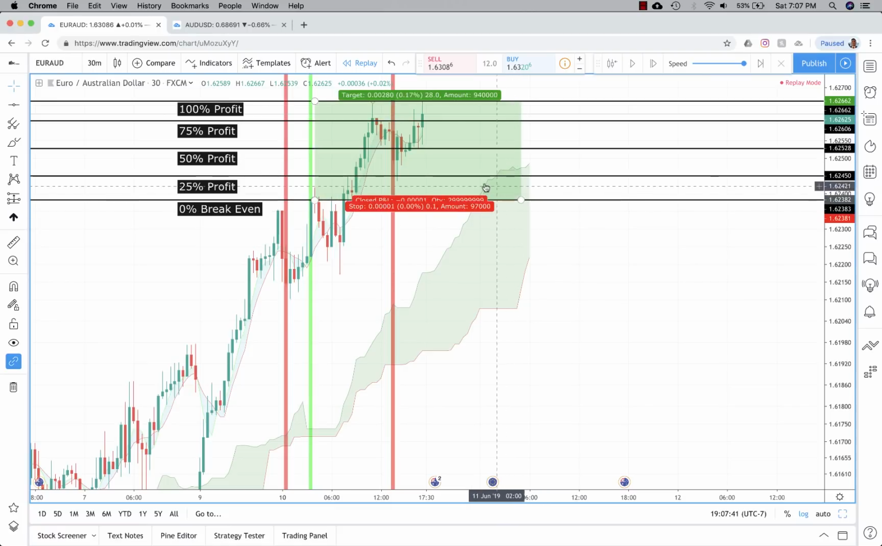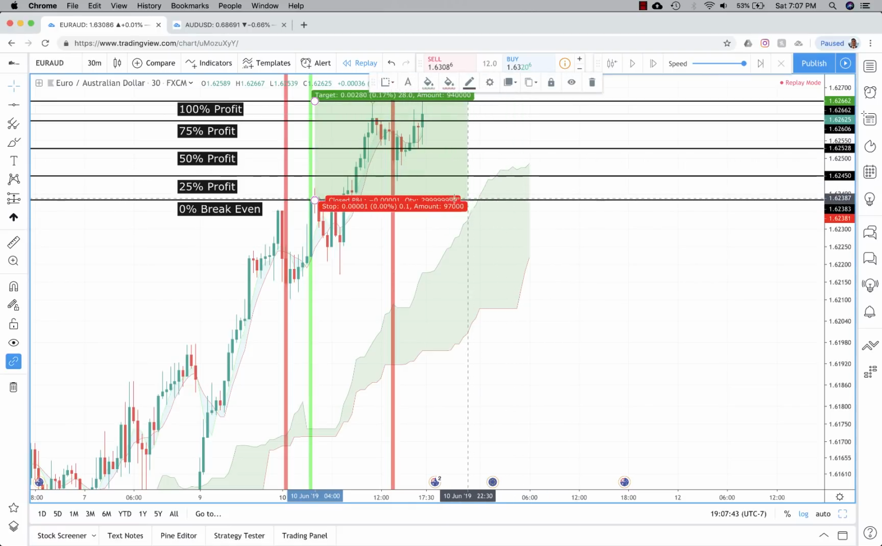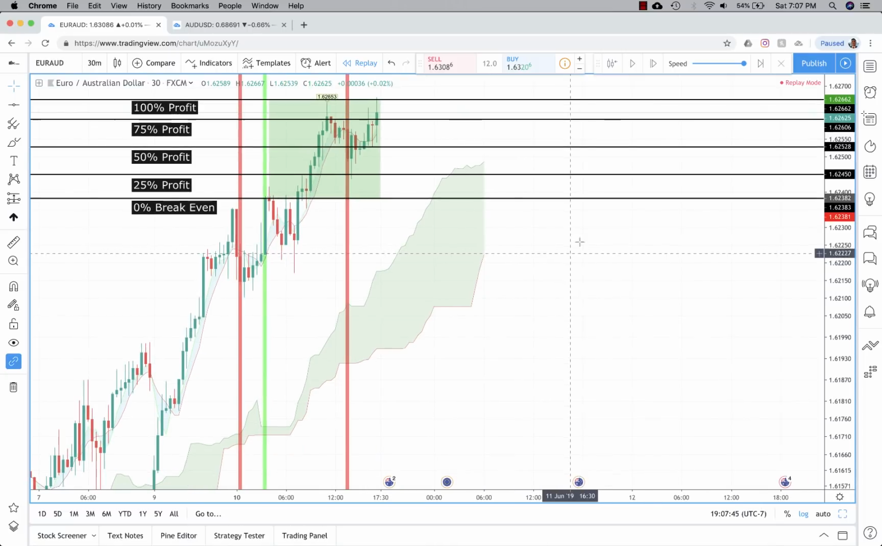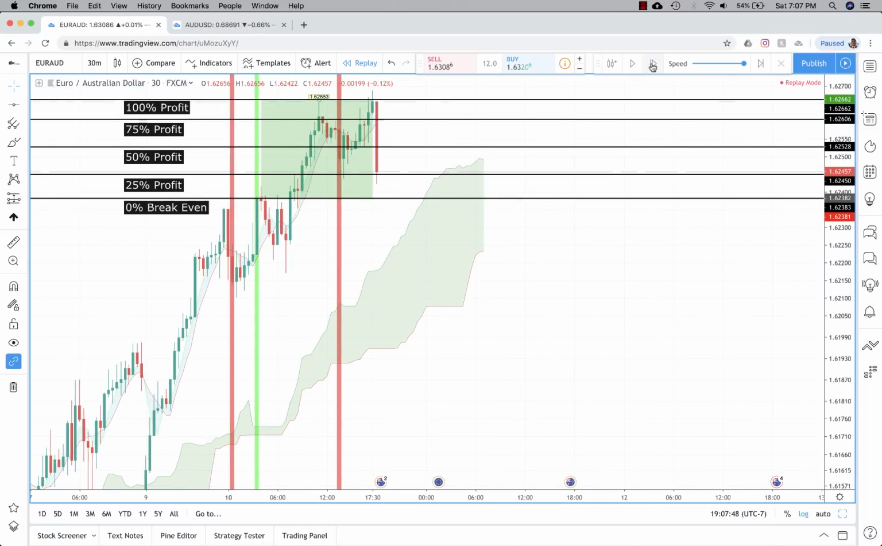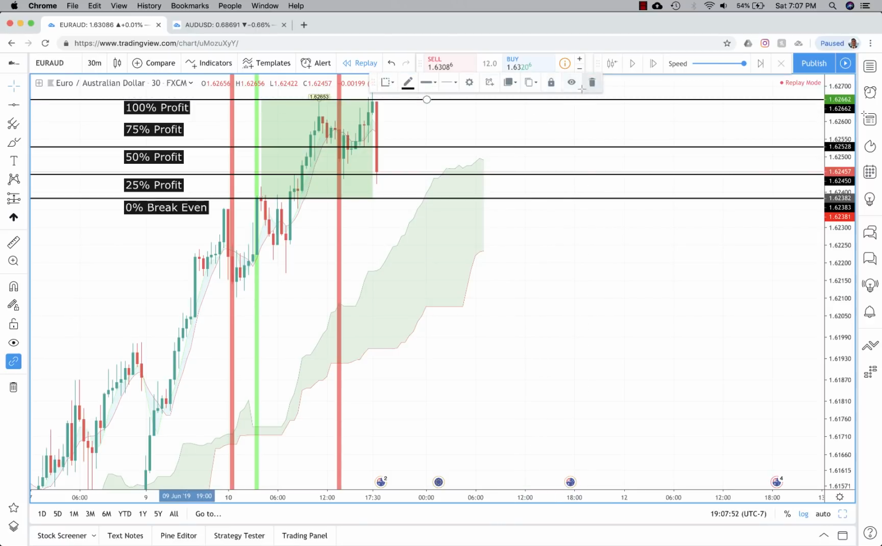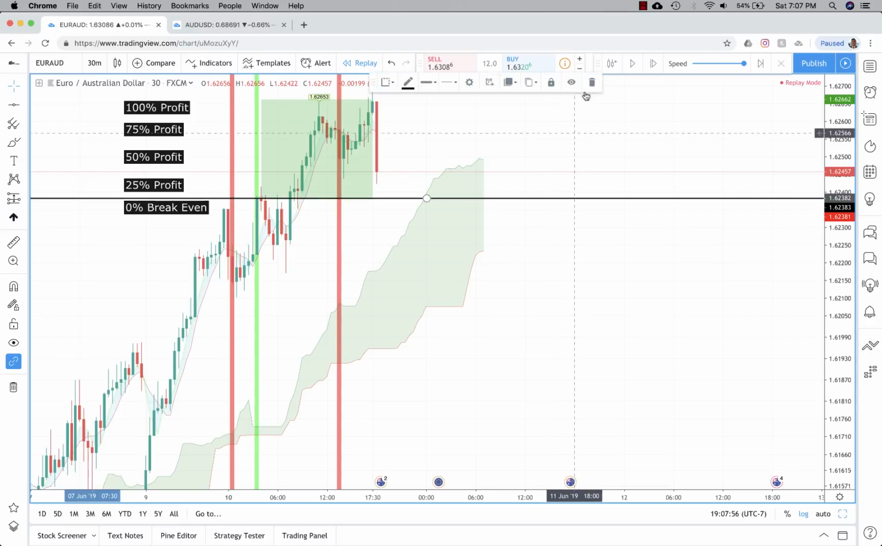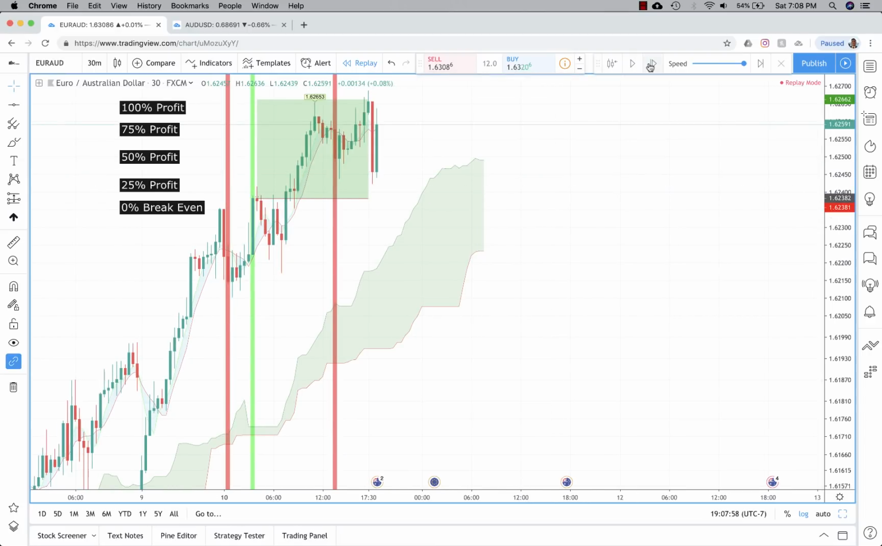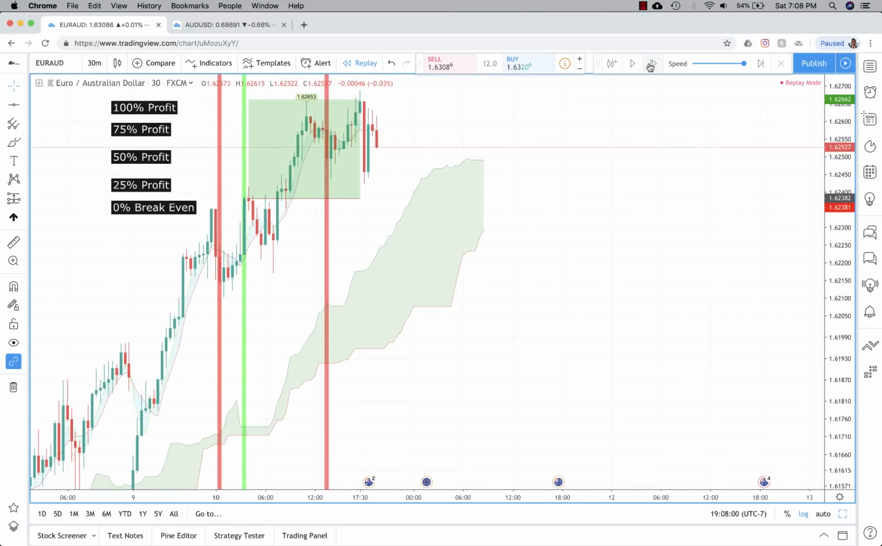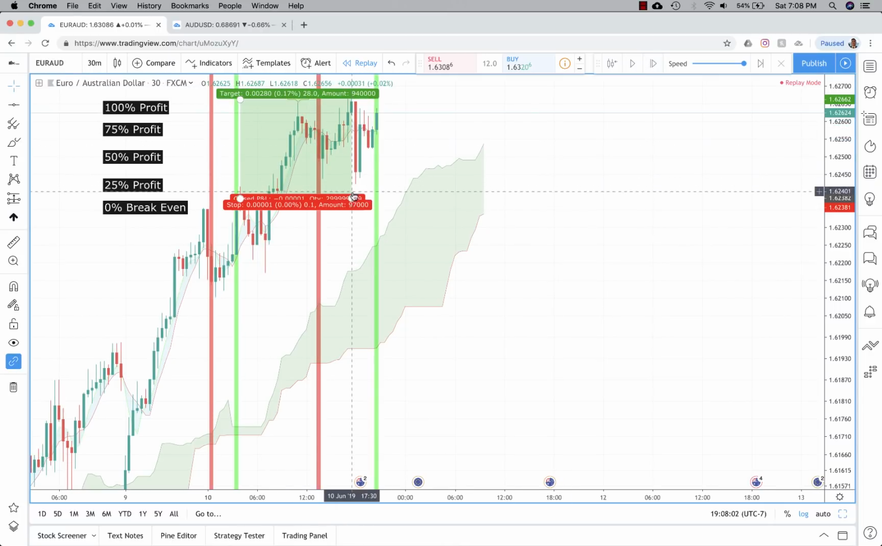Let's look for another trade. Let's do one more, and then I'll show you guys some sells. Okay, let me delete these because these are irrelevant now. All right, there we go.